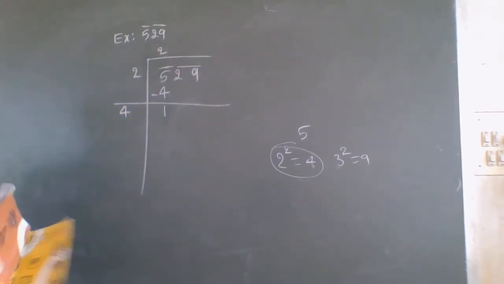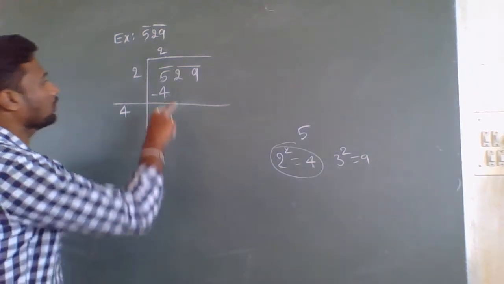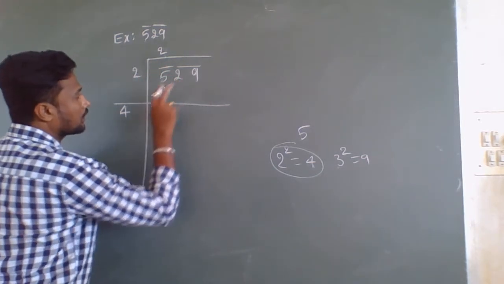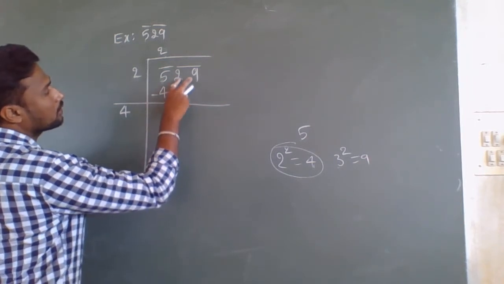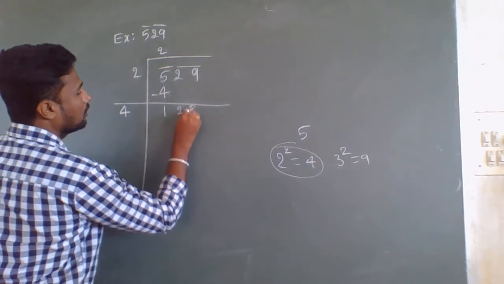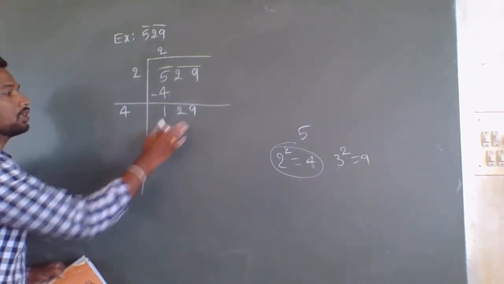Okay. So now we will consider the digits in the second group. What are those? 29. There are two digits in the second group, so I will consider those two values now. 29. So now what did we get here?